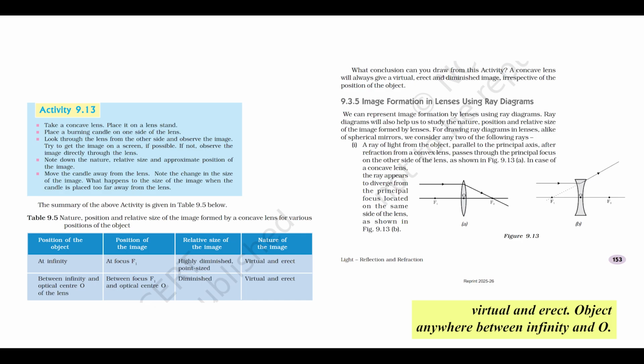Object anywhere between infinity and O. The image is always formed between f1 and O, on the same side as the object. It is always diminished and always virtual and erect. So the key takeaway, a concave lens always forms a virtual, erect, and diminished image, regardless of the object's position. Simple and predictable. Okay, concave lens, always virtual, always erect, always diminished. That's a helpful pairing to remember.